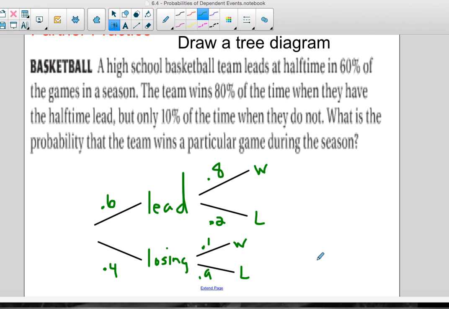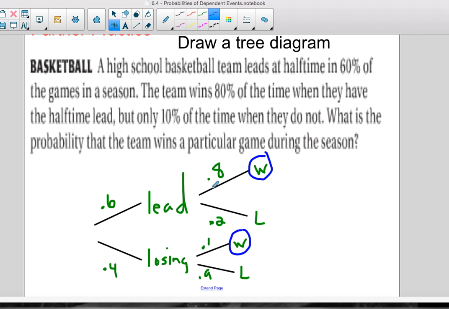So what's the probability that a team wins a game during this season, right? So again, all you would want to do is just kind of multiply the pathways that give you favorable outcomes, which would be a win and a win, right? So it's the probability that they win given they have the halftime lead times the probability that they have a halftime lead, plus the probability that they win given the fact that they're losing at halftime times the probability that they're actually losing at halftime, right?